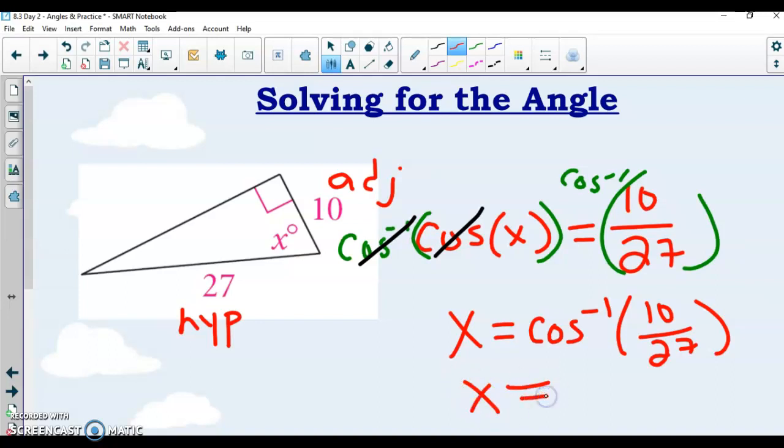And that's what the angle equals. So x is going to be, rounded to the nearest tenth, 68.3. Again, on your phone, you're going to type in 10 over 27, hit equals, then hit second, hit the inverse cosine, and you'll see 68.3. And that's how you solve for a missing angle using trigonometry.